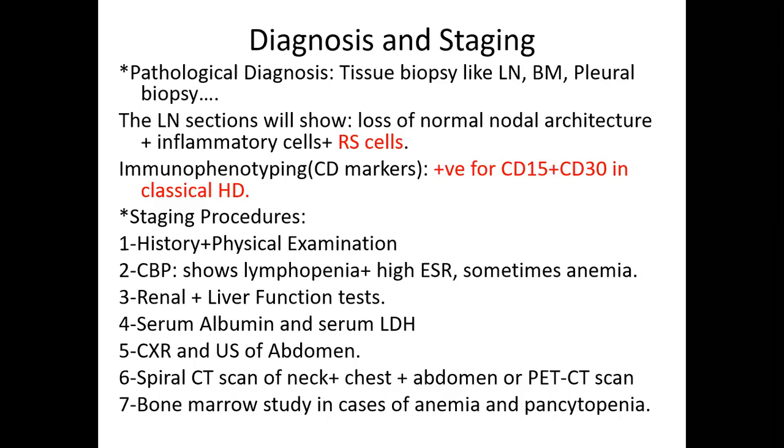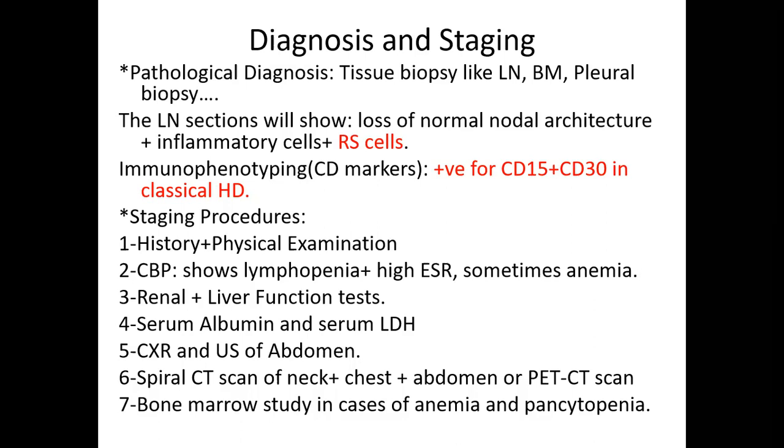The diagnosis depends on pathological diagnosis. We should have a report of a tissue biopsy, usually a lymph node, but still from the bone marrow if it is involved, or from the pleura. The lymph node section will show loss of the normal node architecture, infiltration of inflammatory cells, especially lymphocytes and plasma cells, and the presence of Reed-Sternberg cells.